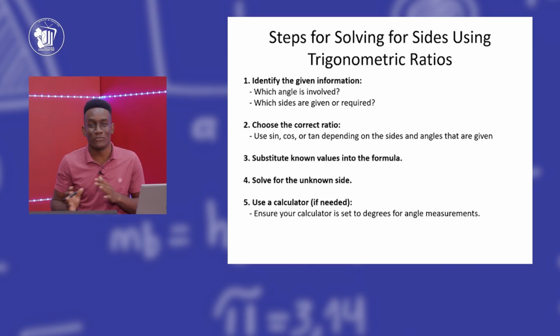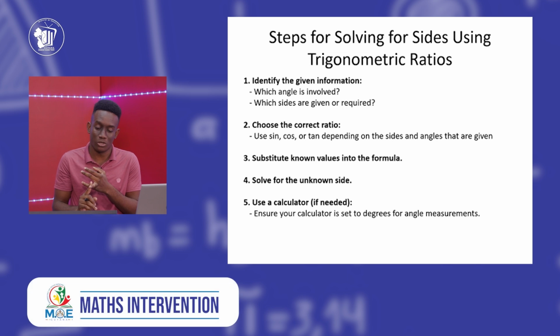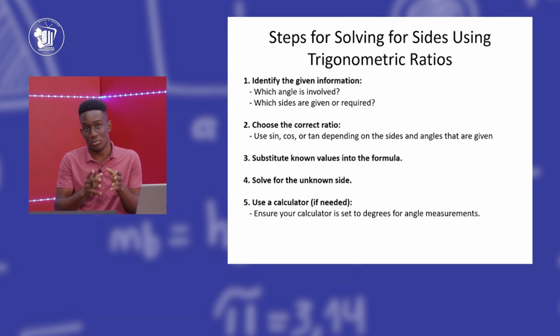And just like with finding our missing sides, we also need to firstly identify the information that is given, choose the correct ratio based on the sides that we are given, and then we substitute the numbers into the ratio. And then last but not least, we solve for the angle. Of course, you will need a scientific calculator to find your angle, because you will need to find the inverse of the sine or cos or whatever ratio you're using.